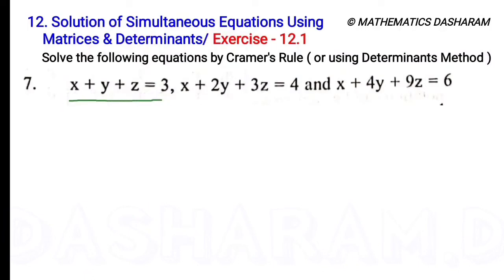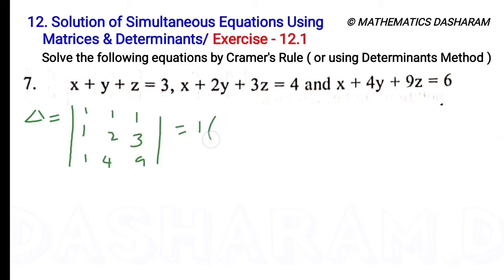Seventh question: x plus y plus z equals 3, x plus 2y plus 3z equals 4, and x plus 4y plus 9z equals 6. Let's create the delta matrix. The first row is the coefficients of the first equation, 1, 1, 1.